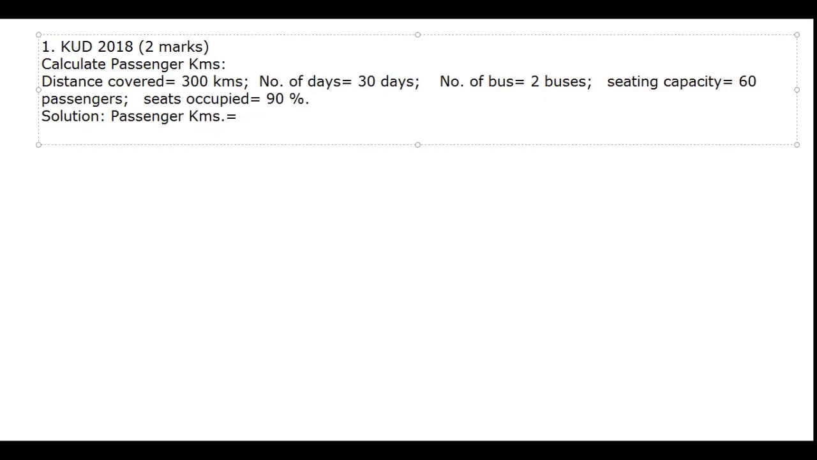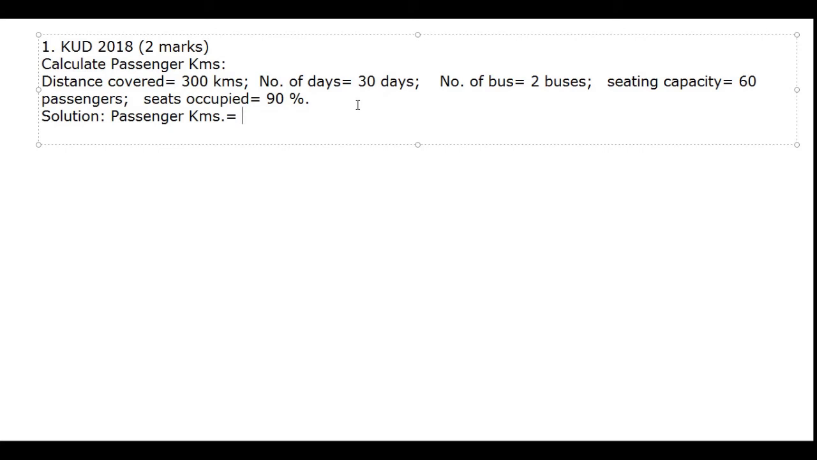And now for passenger kilometers we are going to use those same formulas, that is passenger kilometers is equal to number of buses into distance into trips into number of days into actual seating capacity occupied. So in this problem you can see nothing is given about the number of trips made by the bus. If information is not given, let us not take the trips here. Whatever information is given in the problem, those things will be taken here.